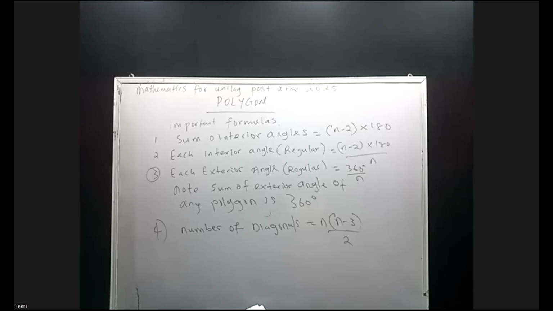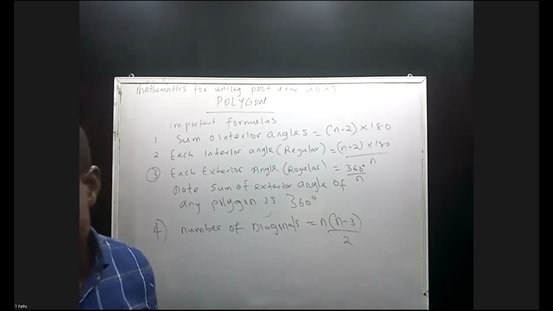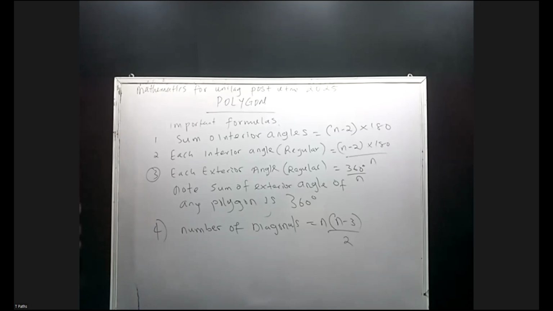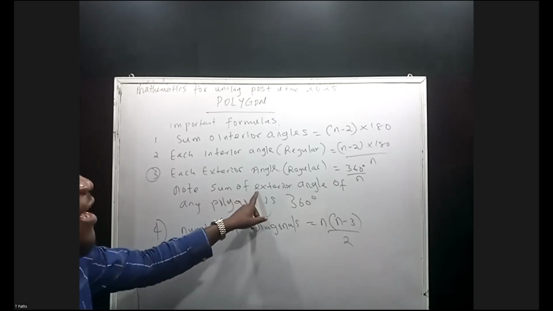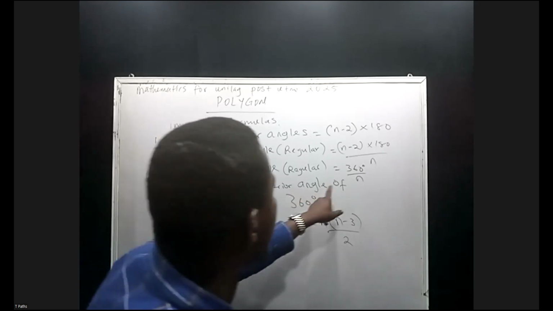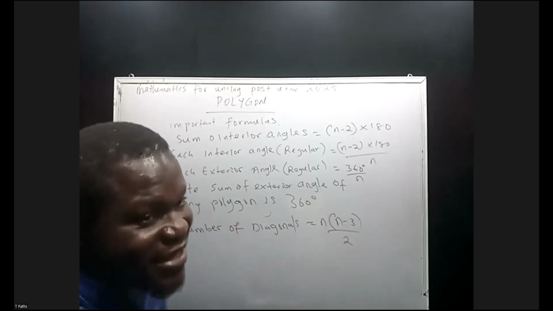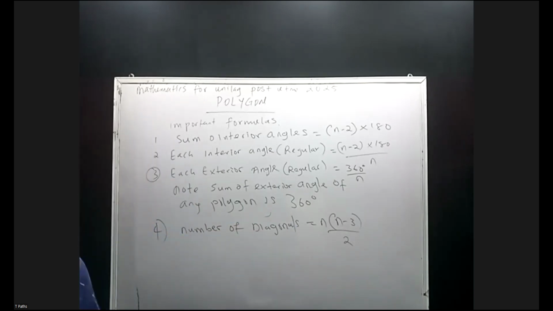What's the answer? 72 degrees. That's wrong. You see? Look at the question they asked you. And I wrote here, note: the sum of exterior angles of any polygon is 360. They are not asking you for interior angle. You are using the formula. See, they've confused you. You just like formulas, you are not attentive to definitions.